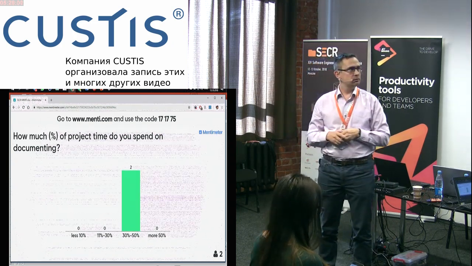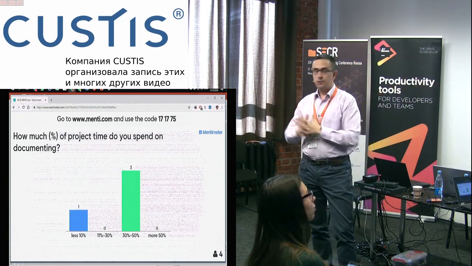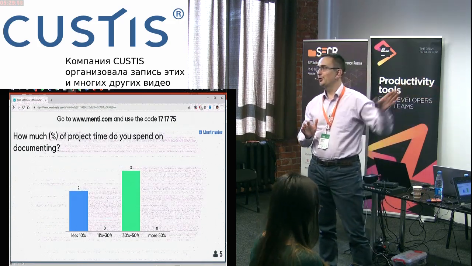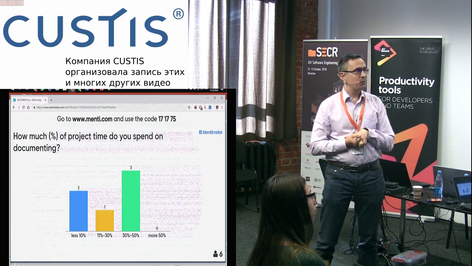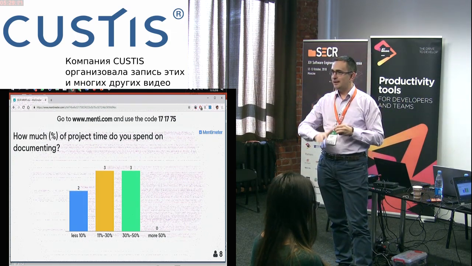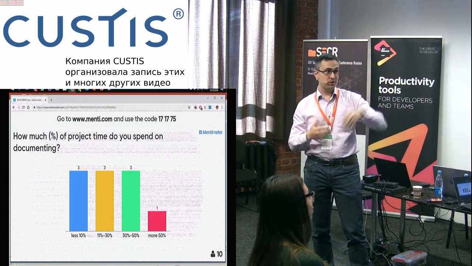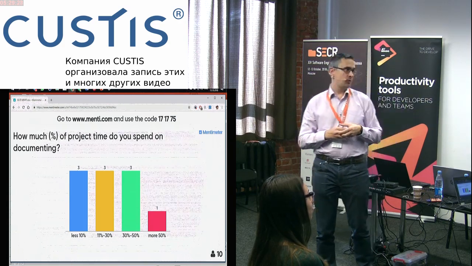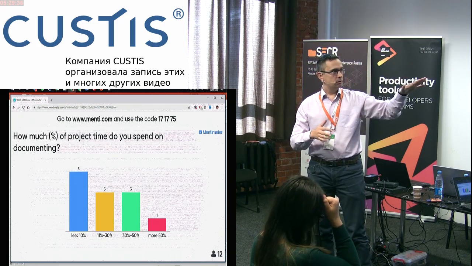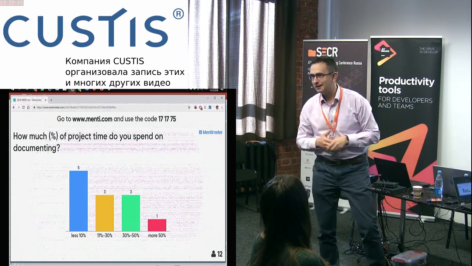Okay, so we have two people, three. So, the proportion. And somebody very lucky is not doing it, so we're wondering why they are here. Why in this session about documentation? Right, so you would like to spend even less than 10%, so no documentation at all. And one person is actually spending more than 50% of time. Okay, I think it's a good poll. We're showing a bit of an equal spread of everything.